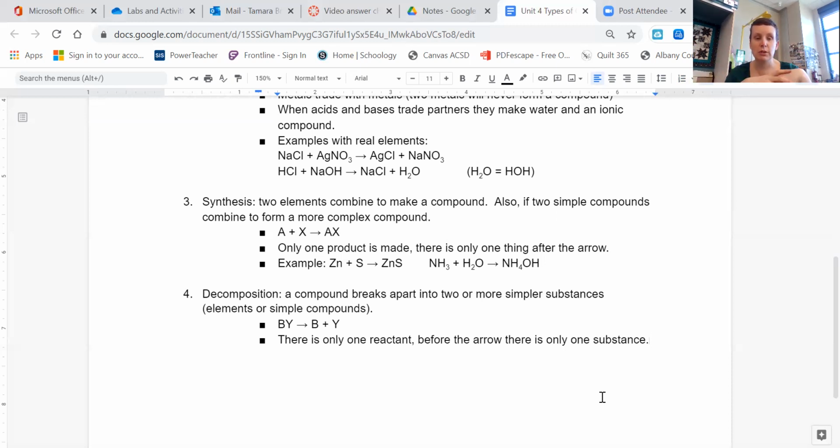Okay, so that's decomposition. You've probably heard the word decompose before. Like a log laying in the woods decomposes over time. It breaks apart into little pieces, breaks down. Okay, same thing here. BY is breaking apart into B and Y. That is decomposing. It's breaking down.